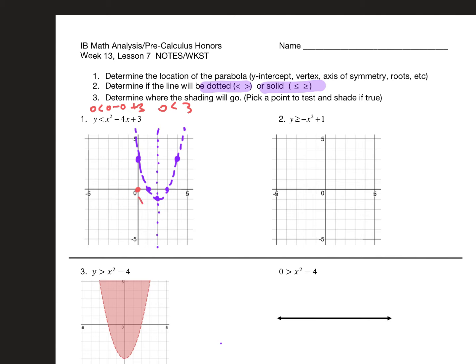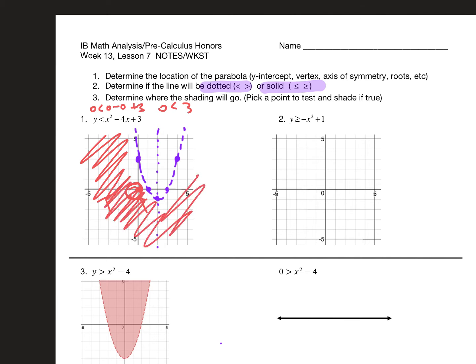So the shading goes on the same side, right? Because this point that I tested came out to be true. You shade where it's true. So I'm shading on the outside of this parabola.